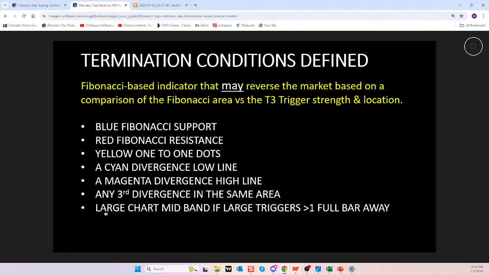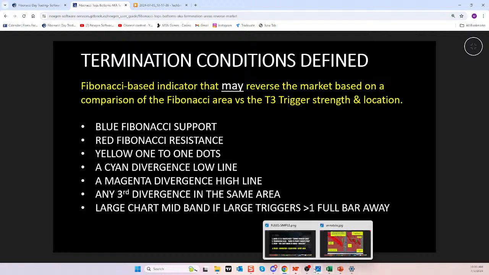All right, so Pete, the first time we use the reversal bar marker is determining if the mid-band is the termination condition. And the mid-band behaves as a termination condition if the large triggers are a full bar away. What does that mean? Let me pull up the picture.